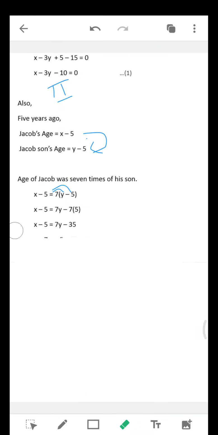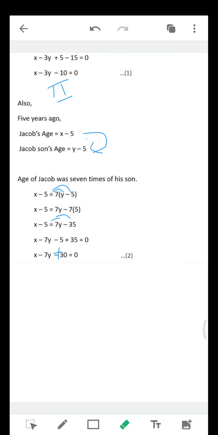Okay, then we'll shift all these terms to the left. All the terms I'll take to the left. x minus 7y minus 5 plus 35. Minus 5 plus 35 is how much? Plus 30. Plus 30 it is. Okay, change it here. Plus 30. Then we'll simplify this.